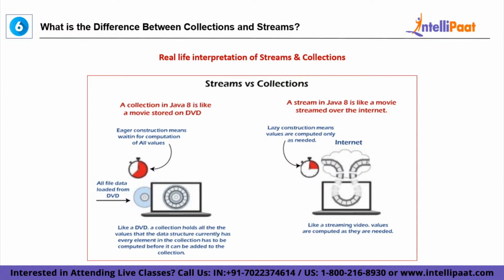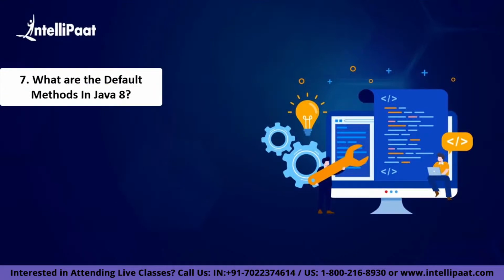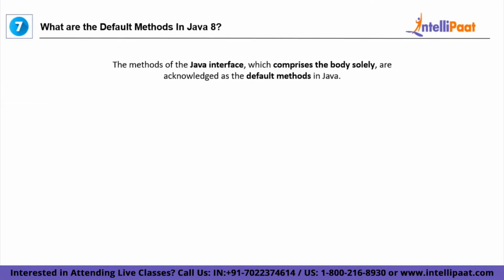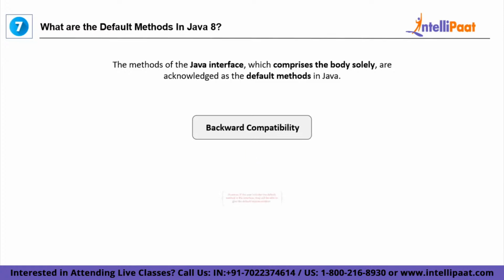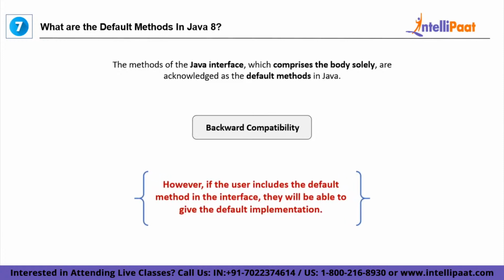The next up on our list, what are the default methods in Java 8? The methods of a Java interface which comprise a body are acknowledged as the default methods in Java. These methods, as the name implies, use the default keyword. The convenience of working with these default methods is backward compatibility. Backward compatibility means if the JDK transforms any interface without a default method, then the classes which implemented this interface will definitely break. However, if the user includes a default method in the interface, they will be able to give the default implementation. This will not have any impact on the implementing class.